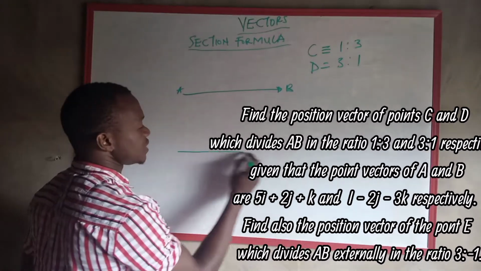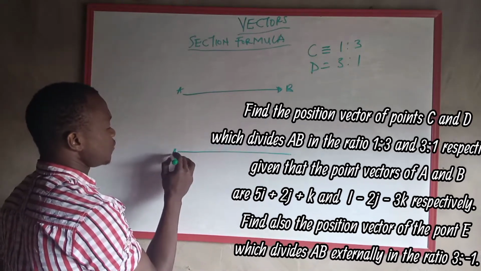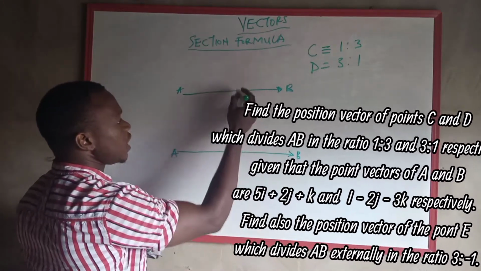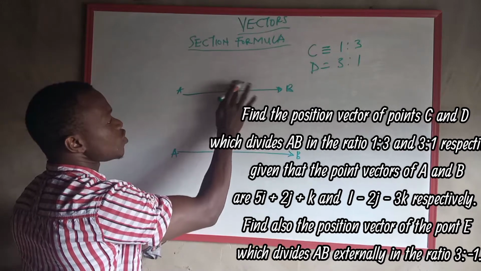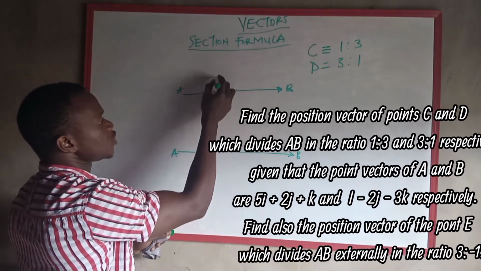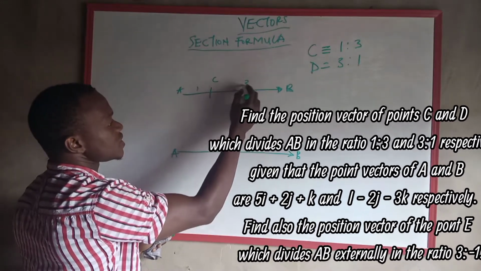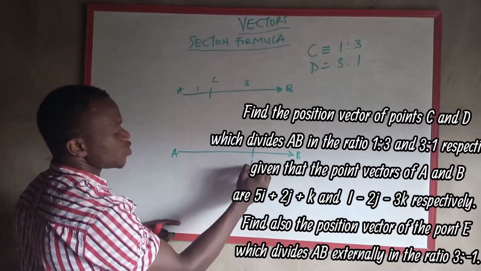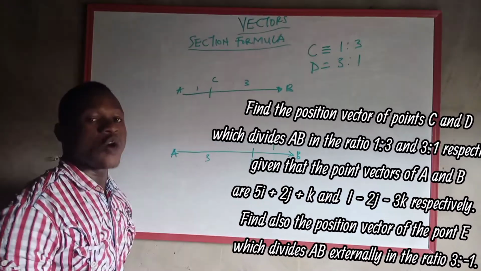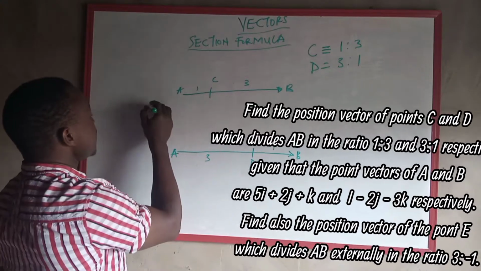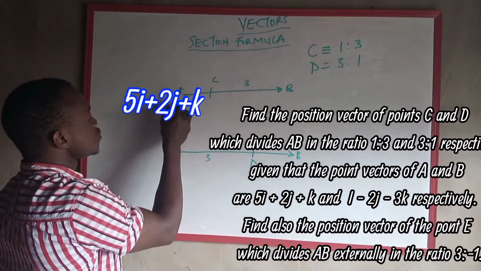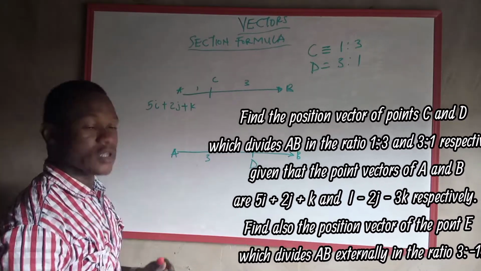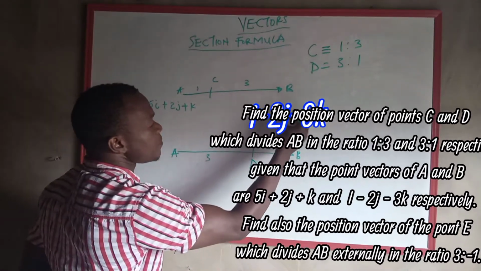So what it means is that there are two vectors. We have A and B also. Now point C divides it into 1:3. So C should be somewhere here, where here is 1 and here is 3. While point D divides it into what? 3:1. Now we're given the vector A to be 5i plus 2j plus k, and vector B as i minus 2j minus 3k.